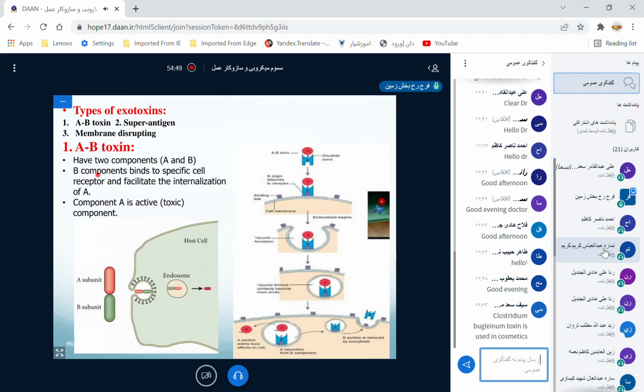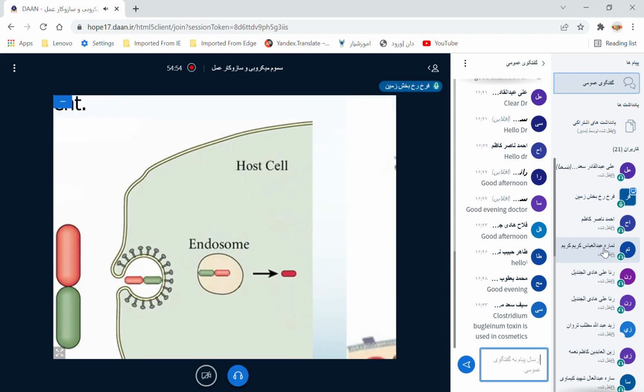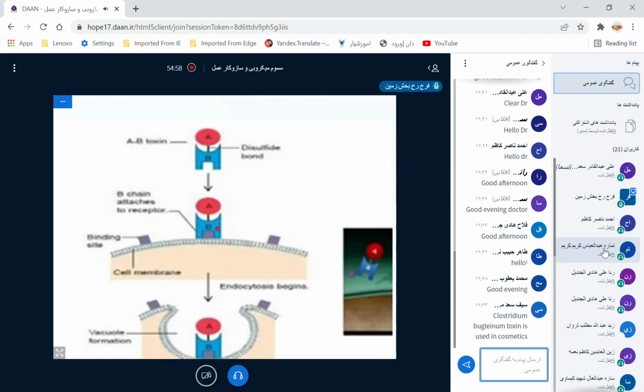What are their target cells? Target cells are related to which anti-receptor the toxin has, and with which receptor on which cell it can be matched. So accordingly we understand why some exotoxins can invade the nervous system, why some can only attack the intestinal cells, why they are so specific.